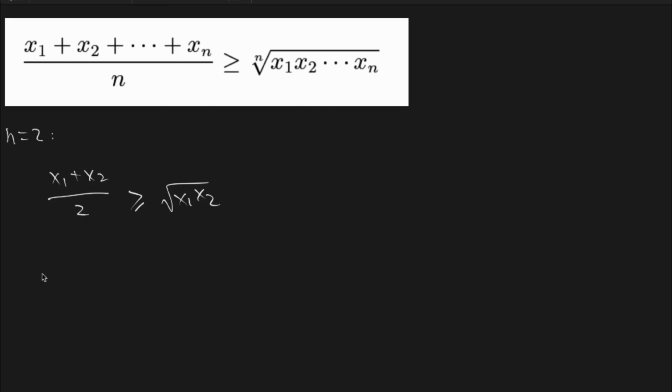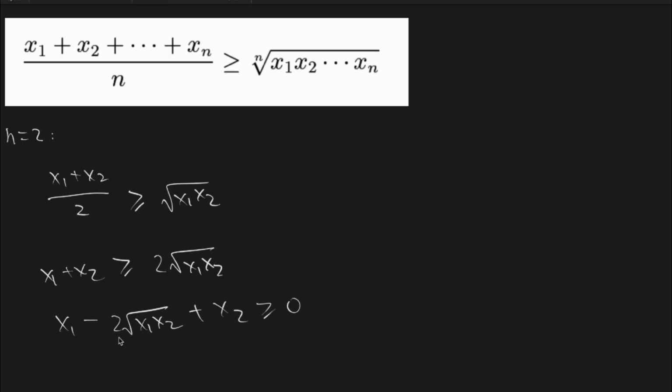And what we can do is we can multiply both sides by 2, so we get x1 plus x2 is greater than or equal to 2 root x1 x2, and we can move this to the left-hand side to get x1 minus 2 root x1 x2 plus x2 is greater than or equal to 0. This is what we want to prove because all these steps are equivalent and reversible.